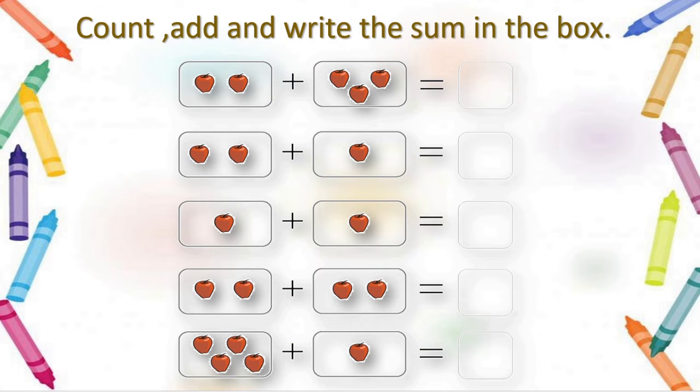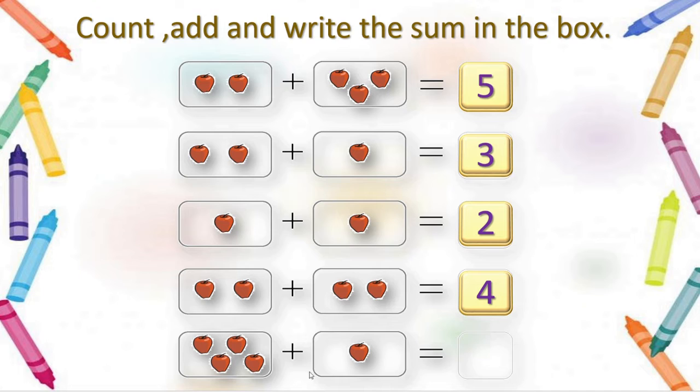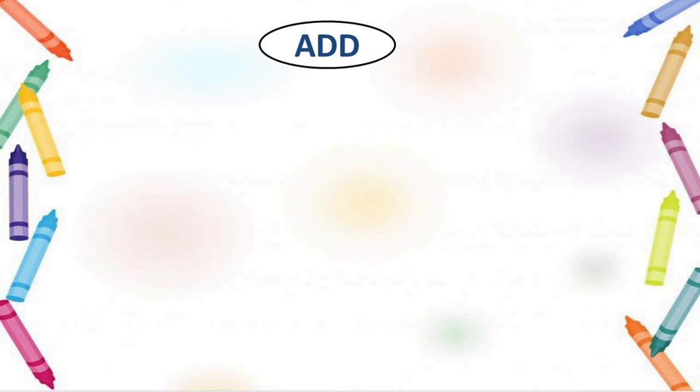Count, add and write the sum in the box. Okay? Here 2 apples plus 3 apples means 2 plus 3. You know the answer, that is 5, isn't it? 2 plus 1, that is 3, correct? 1 plus 1, 2. 2 plus 2, that is 4. And 4 plus 1, that is 5. Right? You know, like these addition, very simple units we are going to add here. Right? Units we have added here. Correct? Okay. Now we will proceed to our next step, that is add.